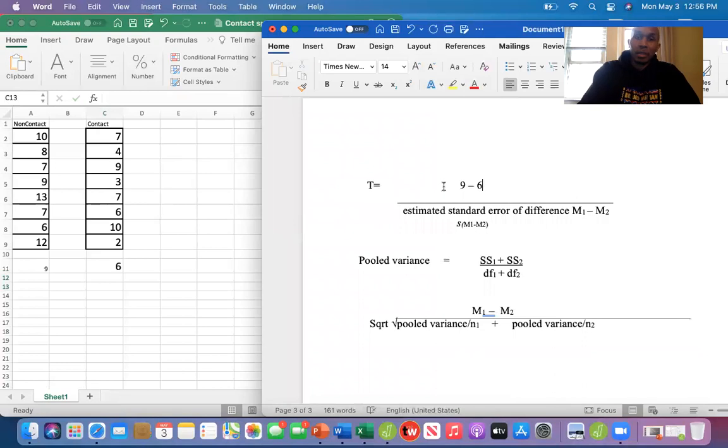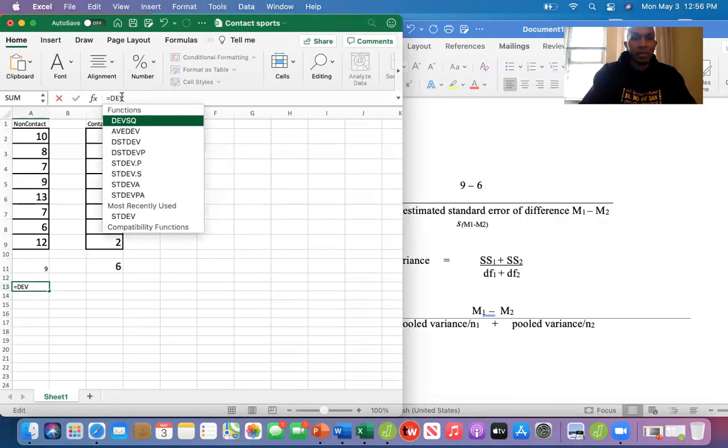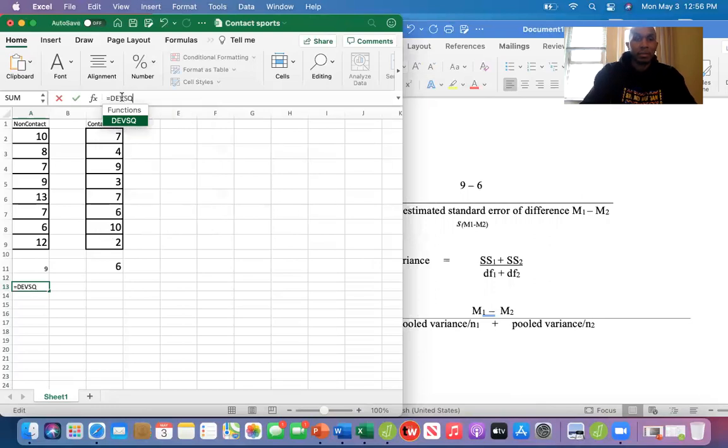So now we have to get to the longer, more mentally strenuous, or you could say tedious work. We want to find the sum of squares for both sample 1 and sample 2. And I'm going to use A13 for the first sample, and that will be equal to deviation squared. Again, that's going to be A2 through A9. It gives us 44.